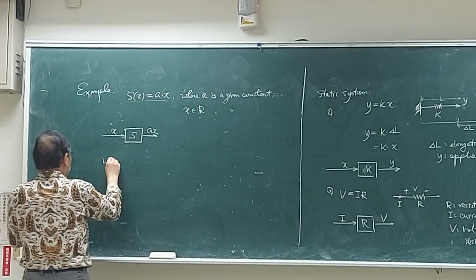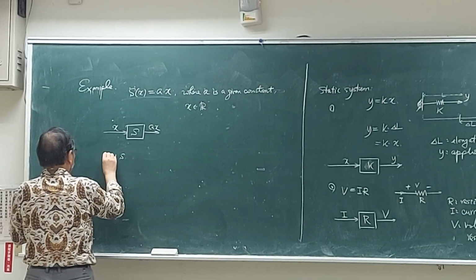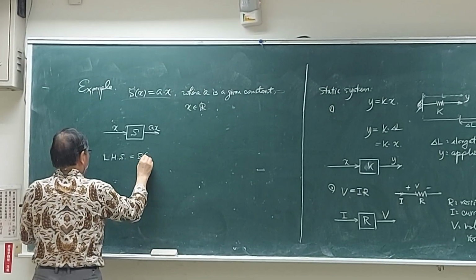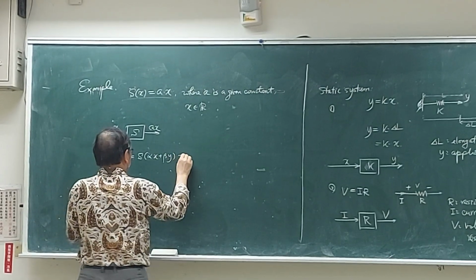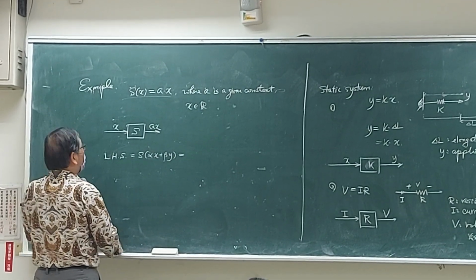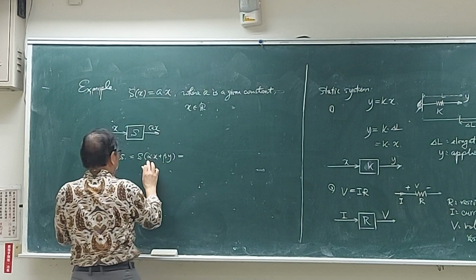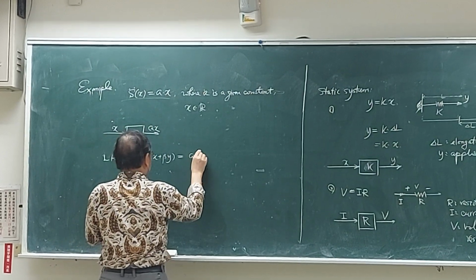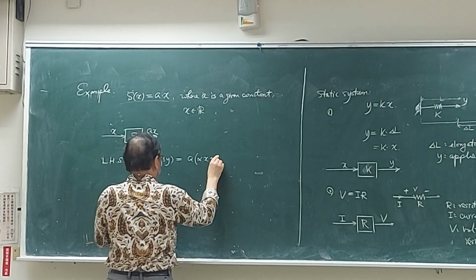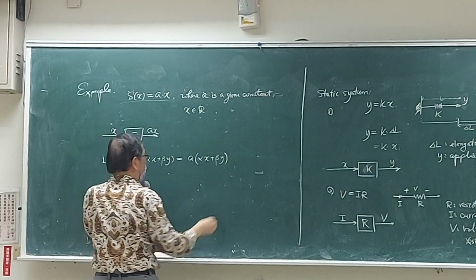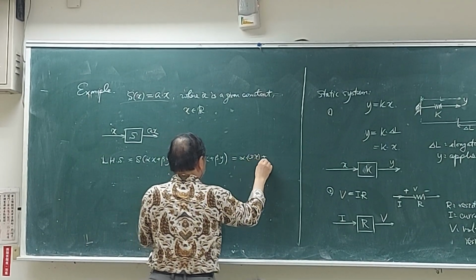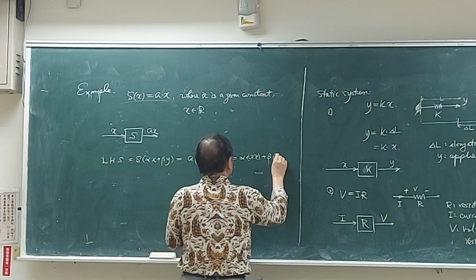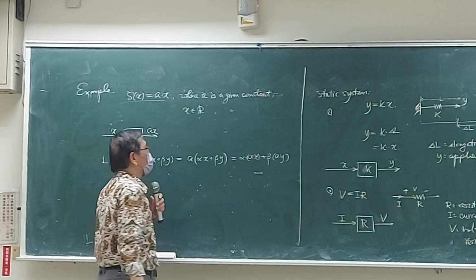So the left-hand side, that's S of alpha x plus beta y. And we replace x by alpha x plus beta y. A times alpha x plus beta y. Okay? So that's equal to alpha times a times x plus beta times a times y.